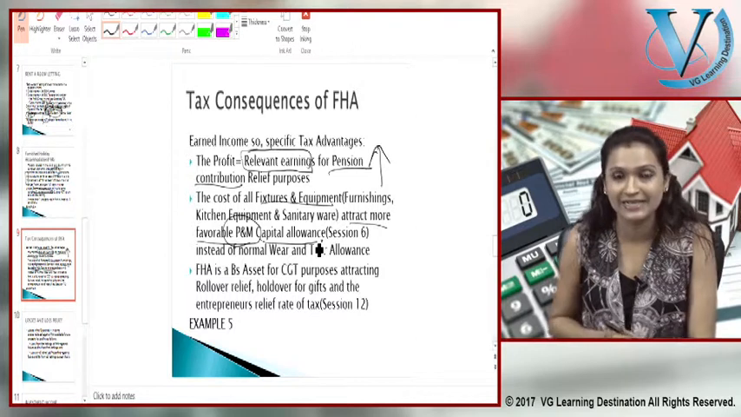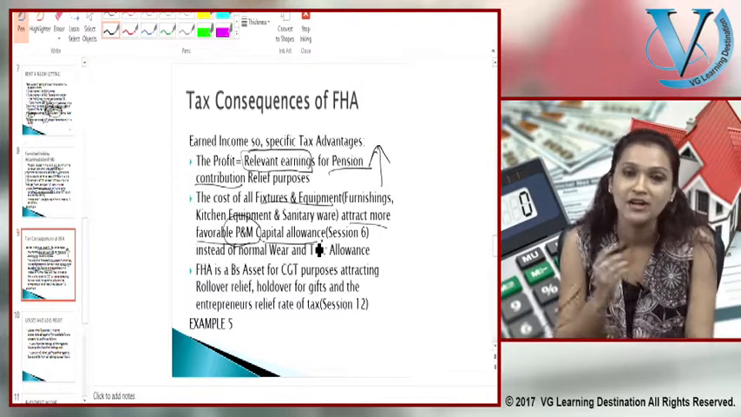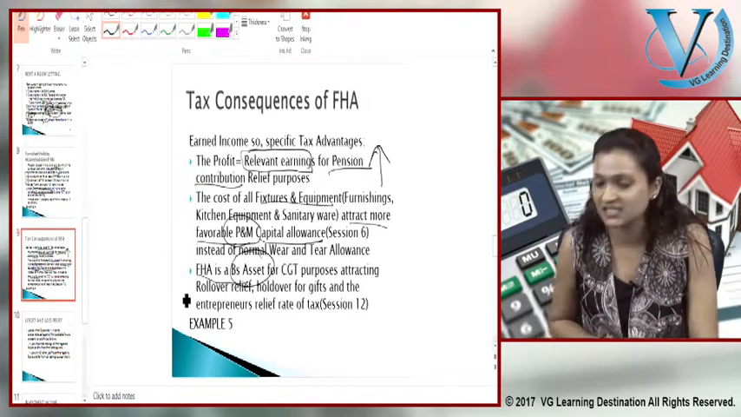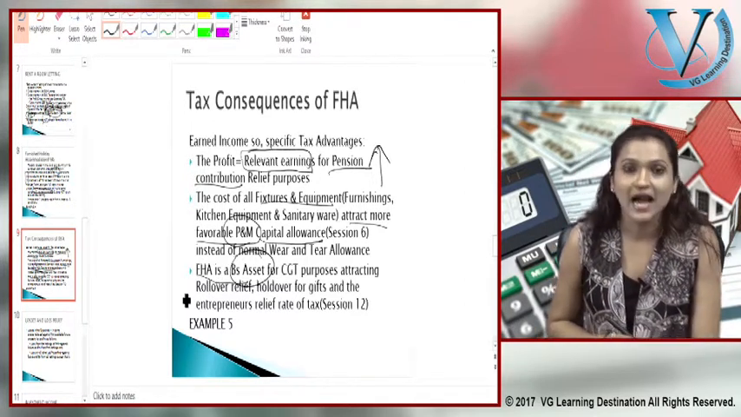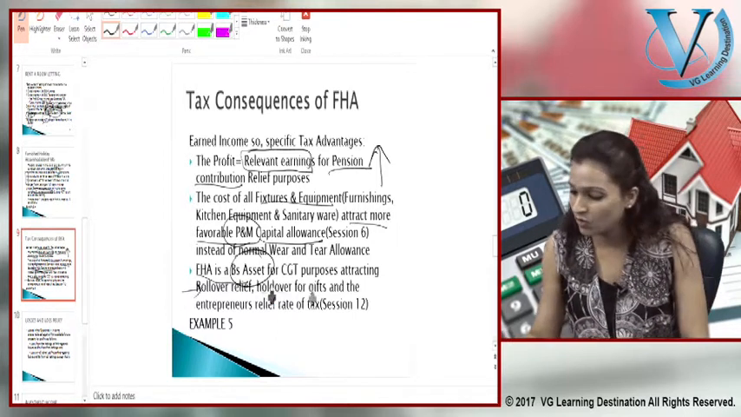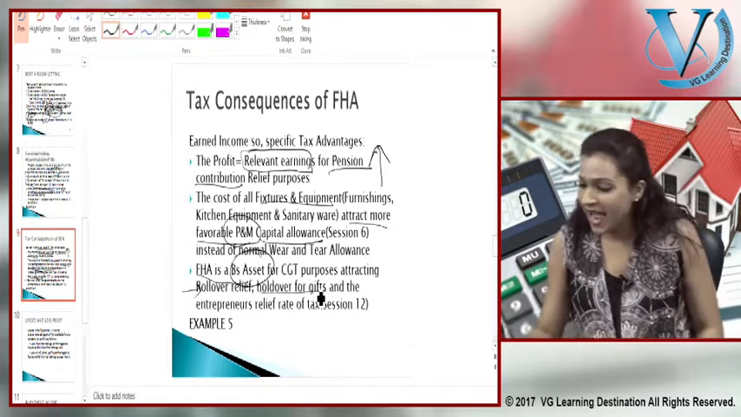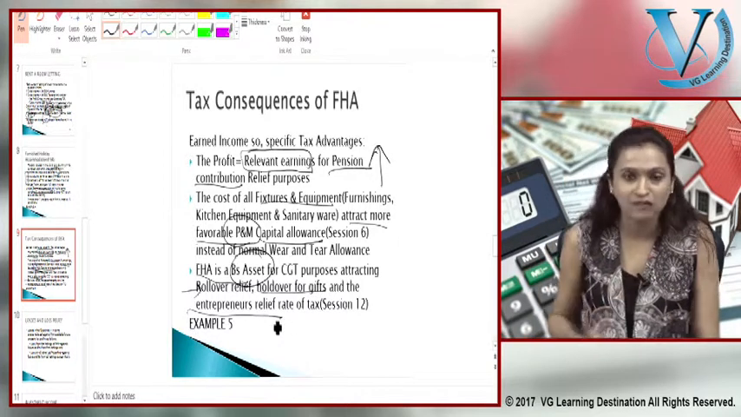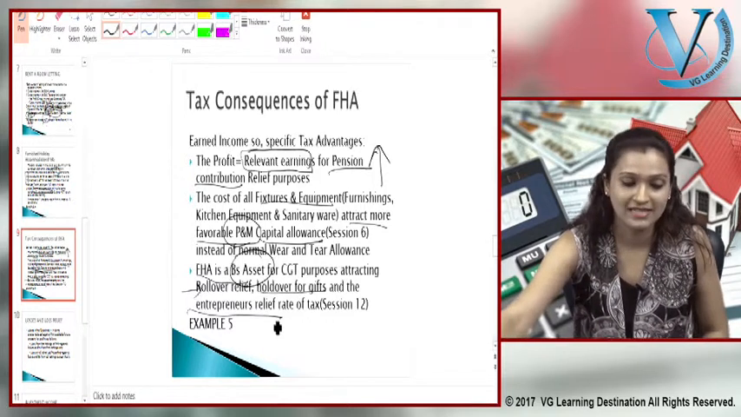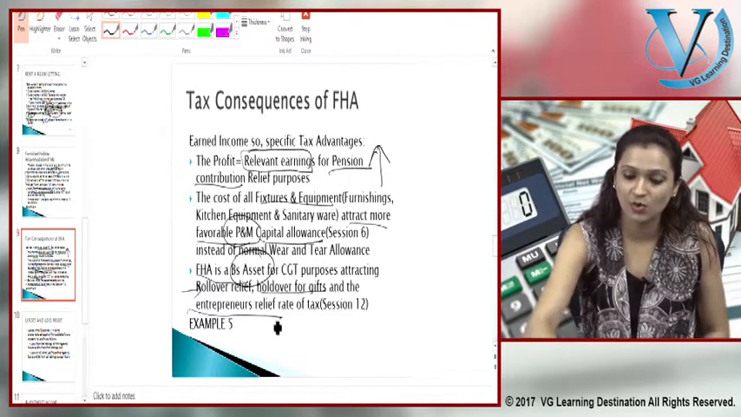We are going to do this in as much detail as a full-fledged chapter later on. Also, your FHA is a business asset for CGT purposes, attracting a higher rate of rollover relief, attracting holdover for gifts and entrepreneurs' relief, all of which we will again be doing as separate chapters later on. Let's just have a look at this question.